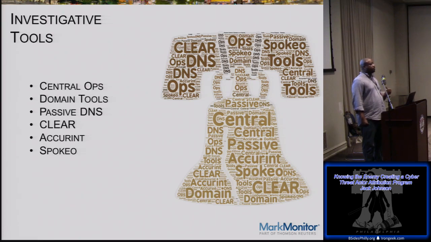CLEAR and Accurint are services that allow you to search on people. It's not like a background check on a person, but you can look people up. Spokeo is not a free version, but it's a cheaper version of the same thing. CLEAR is what I used for this investigation because we were part of Thomson Reuters at the time, and it's the Thomson Reuters investigative services product. These are the guys who came and told me they could do it.